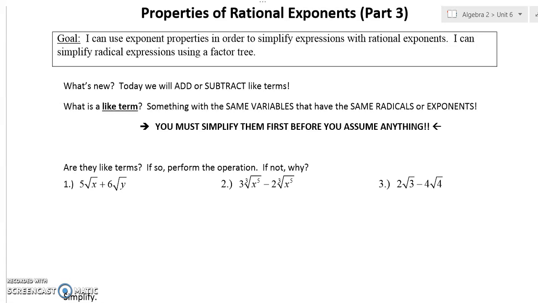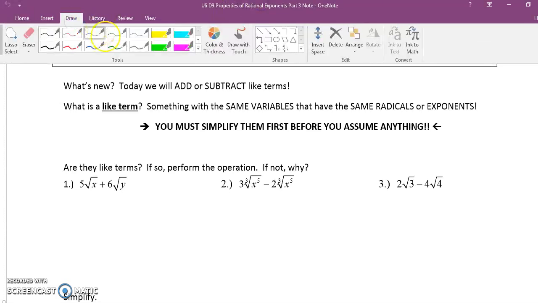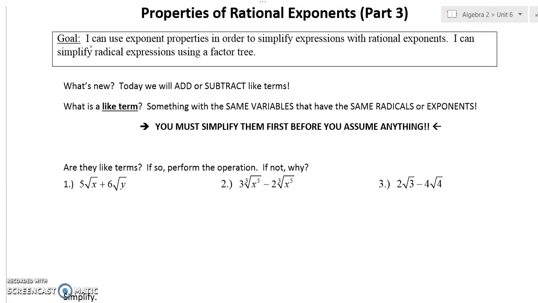Now, first of all, let's talk about what are like terms. Like terms are terms with the same variables that have the same radicals or exponents. Sometimes we can visibly see them and sometimes we have to simplify in order to see if they are like terms. So let's get started. We are going to attack 6 problems using this concept of adding and subtracting like terms.